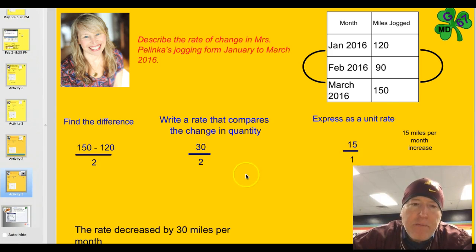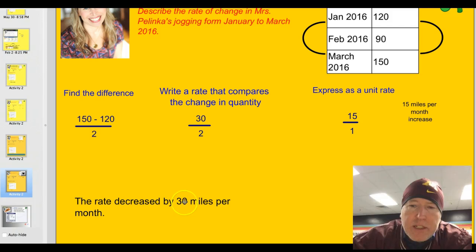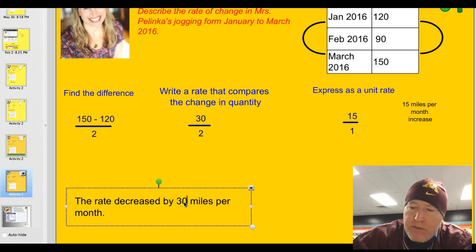Let me just get rid of that. So if we find the difference, 150 minus 120 miles jogged in that 2-month period of time, we can simplify that. We've got this down to 30 miles over a 2-month period of time. Simplified as a unit rate, it's 15 miles per 1 month, or 15 miles per month. Remember that this word per means each. 15 miles per month increase. So the rate increased by 15 miles per month.